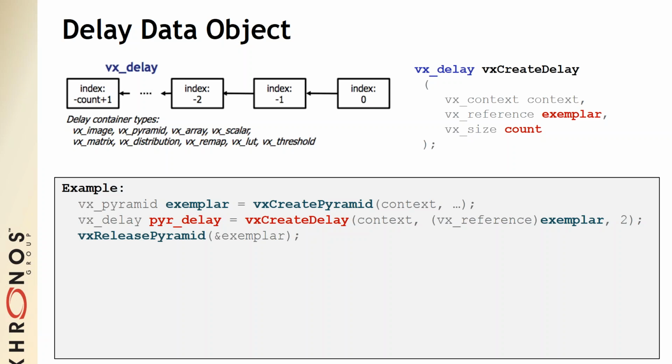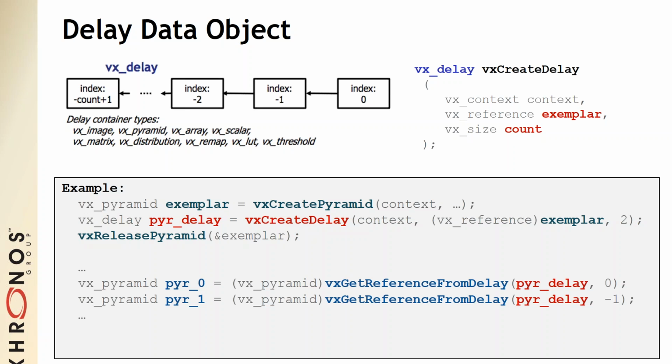Once you create the delay, that exemplar is not needed anymore. It's a temporary buffer, so you can just release the pyramid object. Since the pyramid object is not referenced inside the created delay anymore, the implementation can choose to release the memory of the pyramid object.